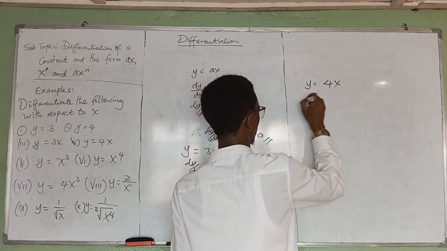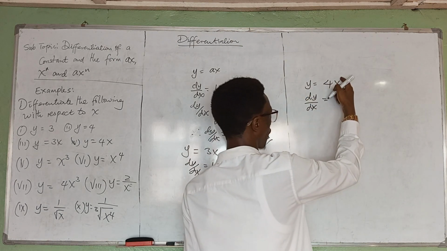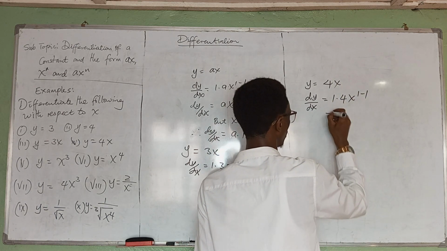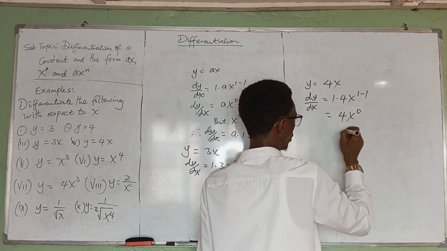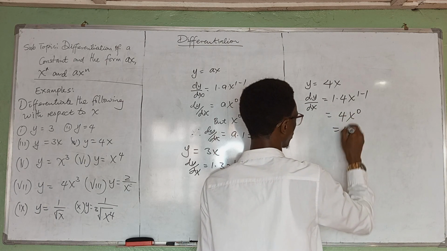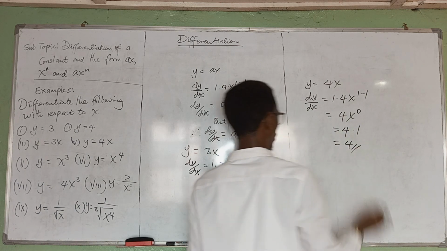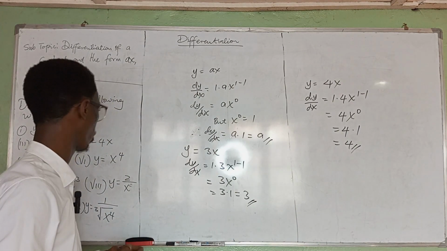So the same thing here, your dy by dx equals, the power of this is 1. So 1 multiplied by 4, x raised to 1 minus 1. So this becomes 1 times 4 becomes 4, x raised to the power 0. Any number raised to the power 0 is 1, so it becomes 1 multiplied by 4 multiplied by 1, which becomes 4. Okay? So that's it for the next two problems.